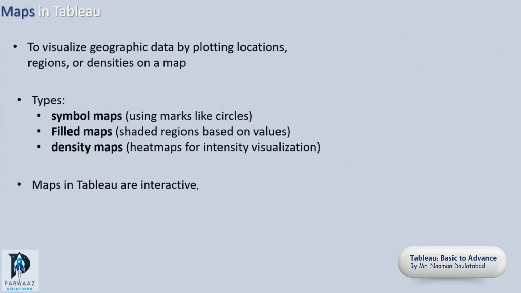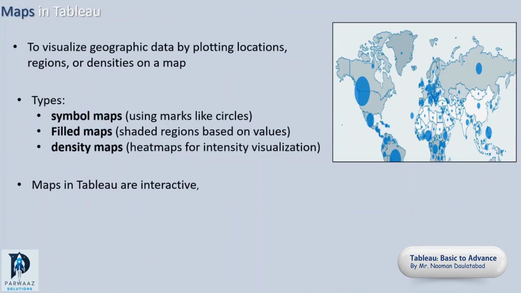Now let's discuss the maps in Tableau. In Tableau, maps are used to visualize geographical data by plotting by location, region or density. Tableau supports various types of maps, including symbol maps, in which we have different symbols like circular and square shapes. Next are filled maps, where the shaded regions are based on the values. Then we have the density map, another type of map in Tableau. It is somewhat like a heat map, used for intensity visualization.